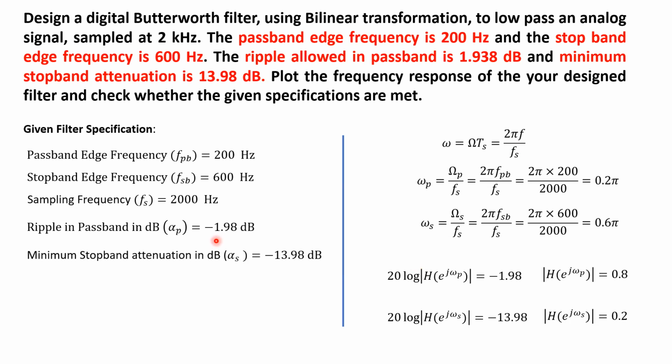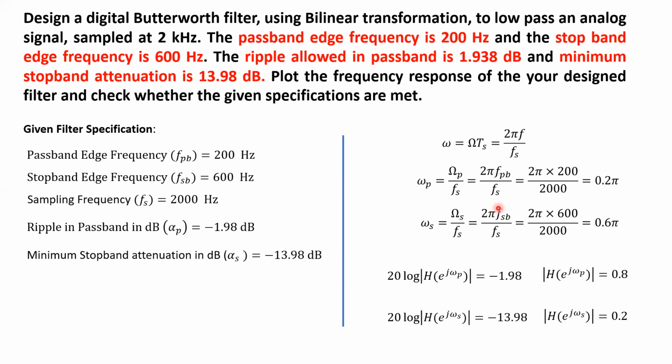Ripple in the passband is minus 1.98 dB. So here you can substitute 20 log |H(e^jω_p)| equals minus 1.98, and that will give you the value of |H(e^jω_p)| that you can calculate easily. It will come out as 0.8. Similarly, 20 log |H(e^jω_s)| equals minus 13.98 dB. If you calculate |H(e^jω_s)|, it will come out as 0.2.